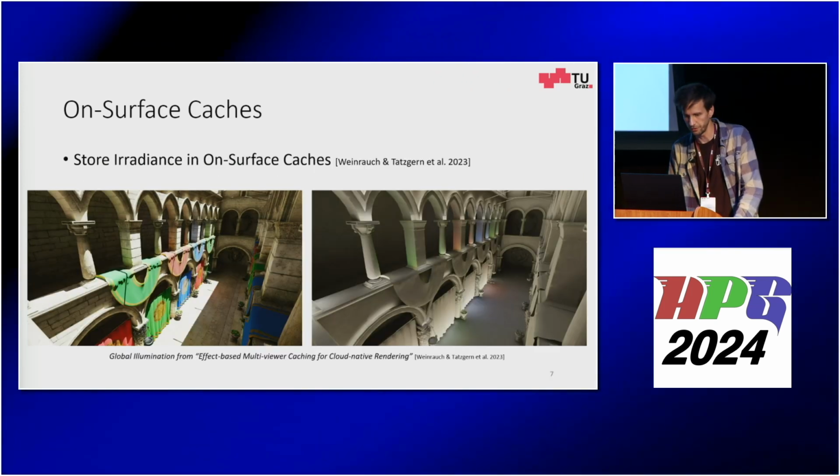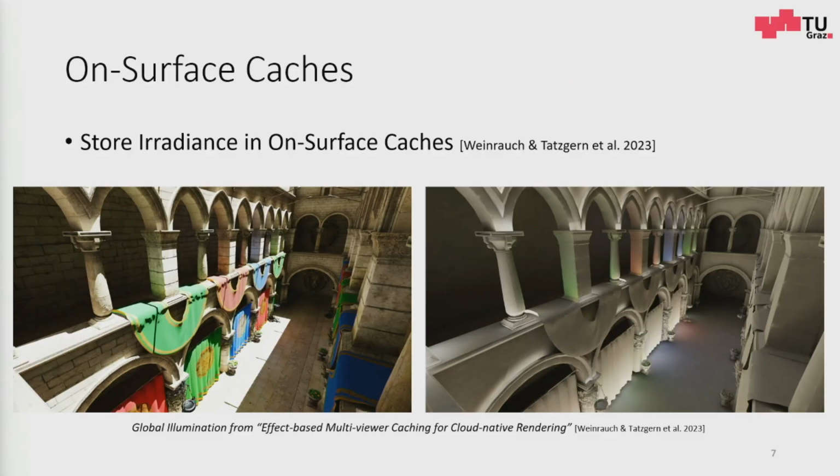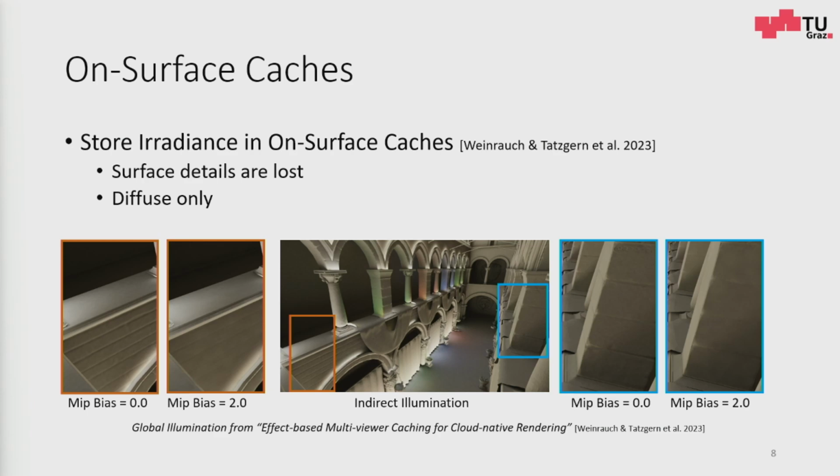The paper also had a GI solution which stored the radiance in the surface caches. This is an example of how it looked. At first glance it looks nice, but when you look closer you can see that surface detail is lost because the radiance was computed based on the cache resolution, and there was no way for the BRDF to be evaluated at full resolution. So the irradiance here is only interpolated between the screen space pixels.